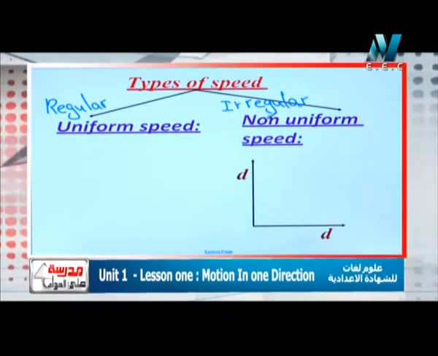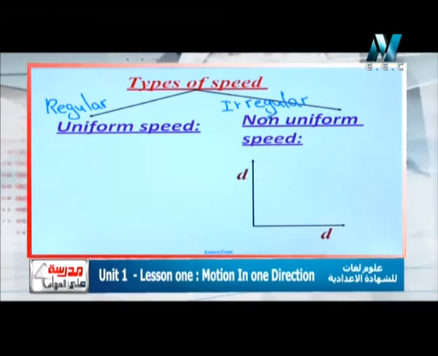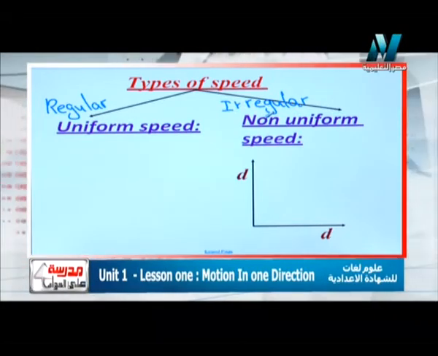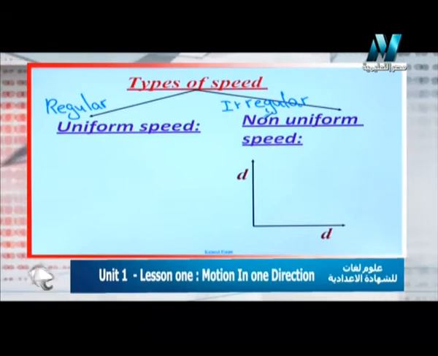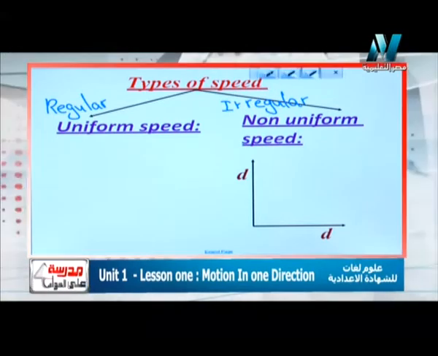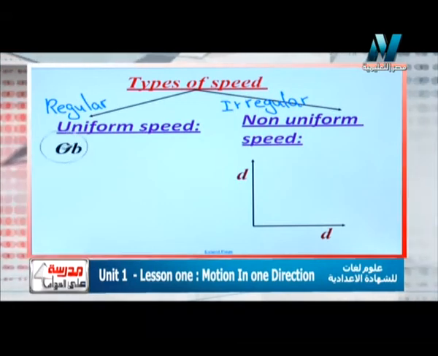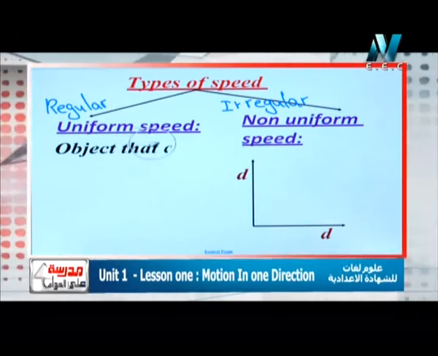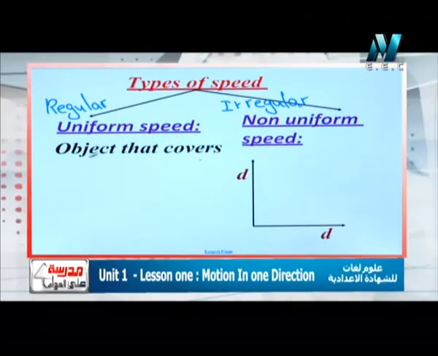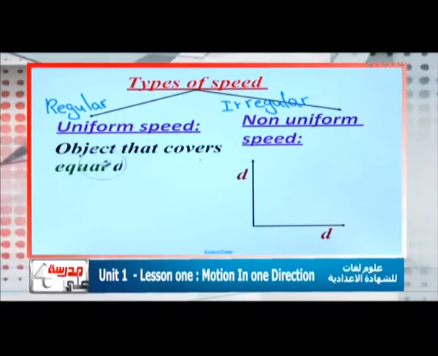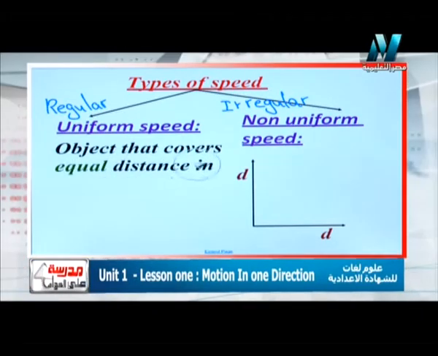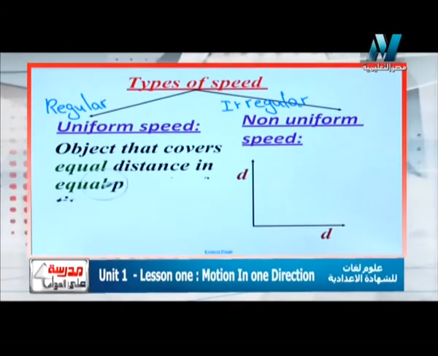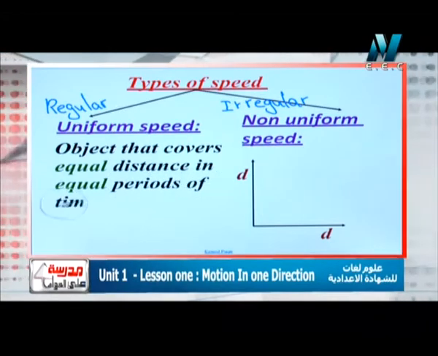طيب let's go to start with uniform speed. احنا اتفقنا مع بعض speed is distance covered through time unit صح؟ طيب so here we know uniform speed is an object. كلام مش هيتغير الا في حاجة واحدة بس. An object that covers equal distances in equal periods of time.